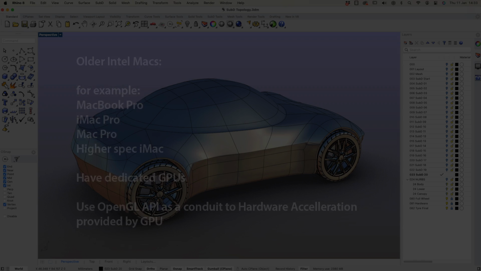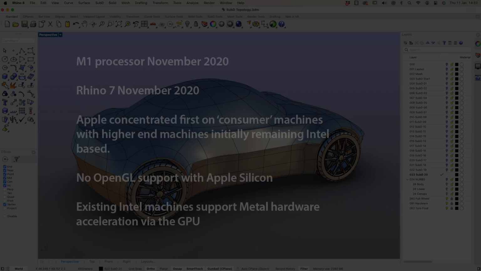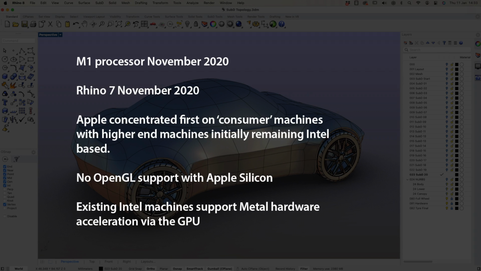With the advent of the Apple Silicon-based machines, starting with the M1 processor that launched in November 2020, Apple effectively stopped hardware support for OpenGL. This happened at an unfortunate time for Rhino users, as Rhino 7, which relies on OpenGL, also launched in November 2020. As Apple gradually replaced its range of Intel-based Macs with Apple Silicon processors, there were, of course, fewer new products capable of supporting OpenGL.